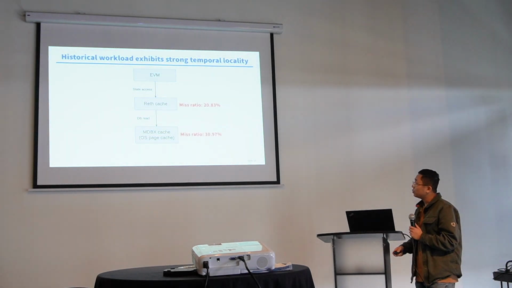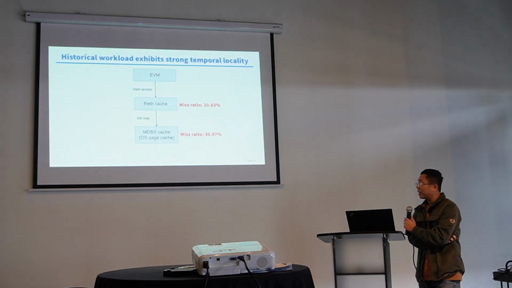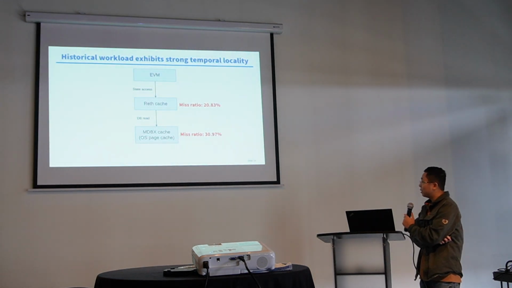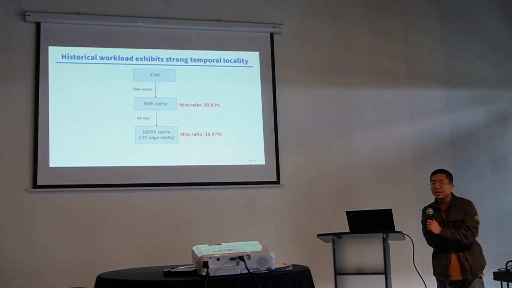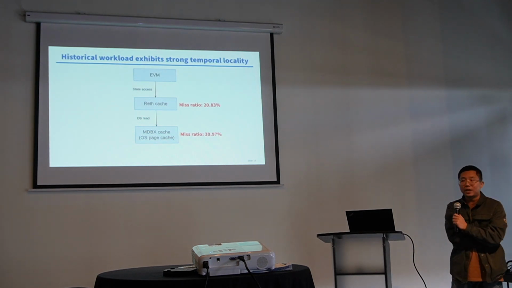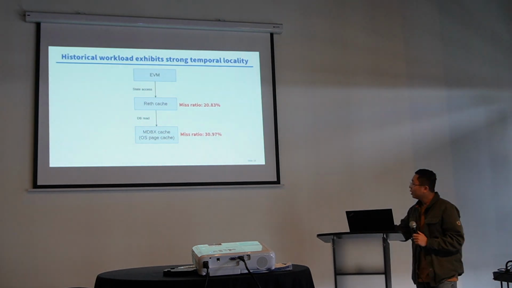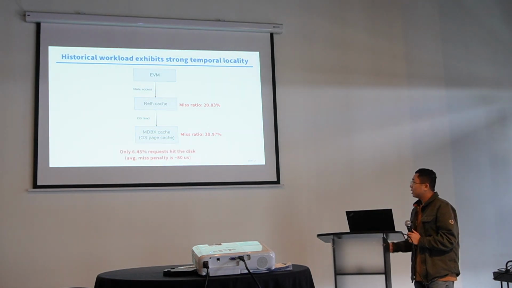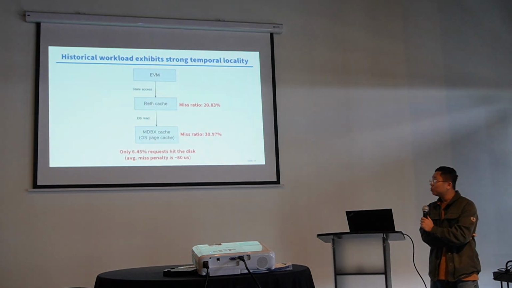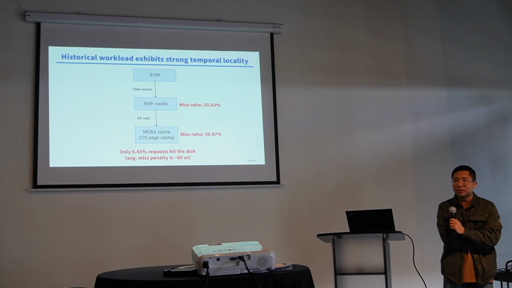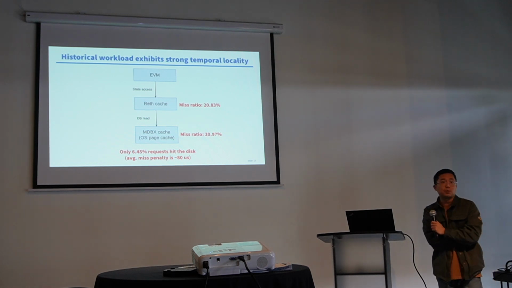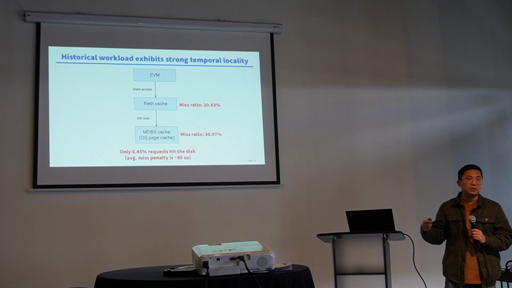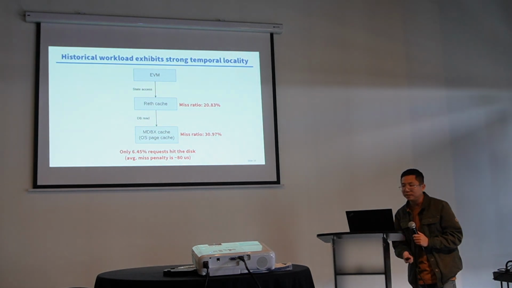So we measured the miss ratio of these two-level caches, and we realized that the miss ratios are only 21% and 31% respectively. So as a result, less than 6.5% of the requests actually hit the disks. And the average miss penalty is around 80 microseconds, basically the disk read latency.